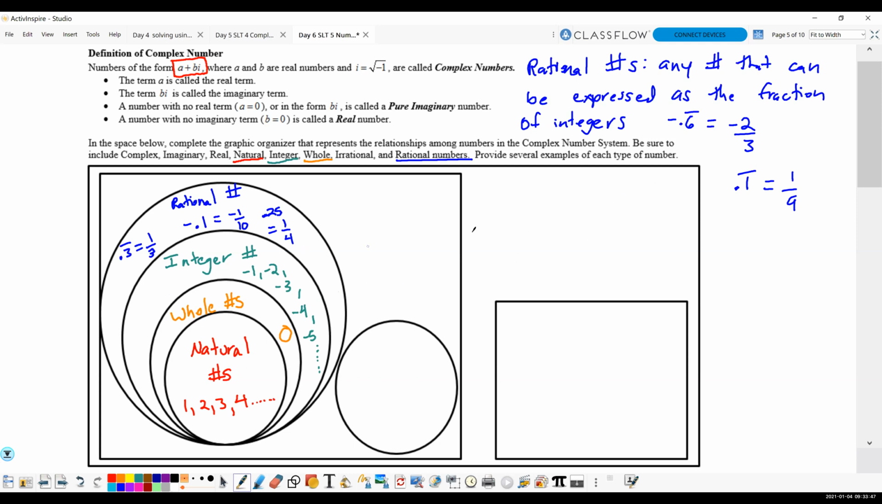Now, some people start to argue, well, what about just 4? Well, 4 can be written as 4/1. Therefore, all the integers can be written as the fraction of integers because you just toss them over 1. Then in this lonely circle outside here, if something's not rational, that means it is irrational.